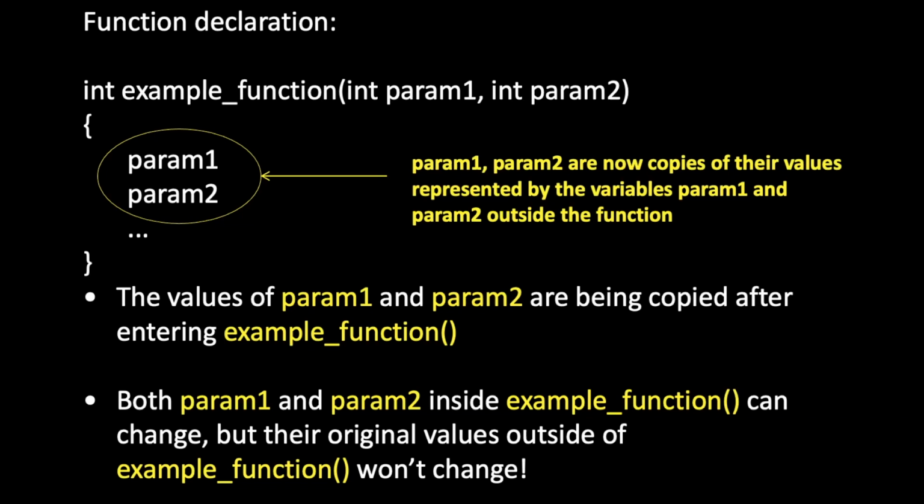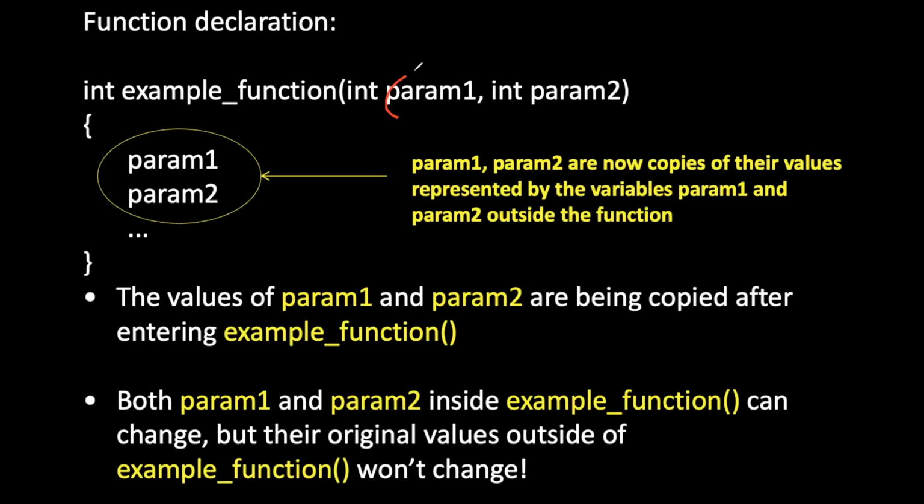Let's talk about function parameters as they are passed by value. Passed by value pretty much means that you're passing values, or data, as function arguments. The example that we see here includes the passing of two arguments, parameter 1 and parameter 2. Both are of integer type.